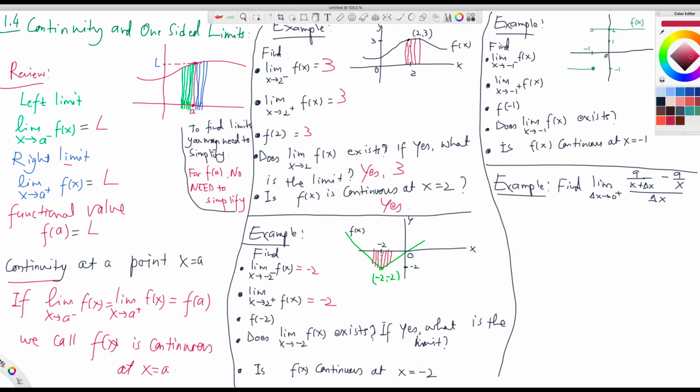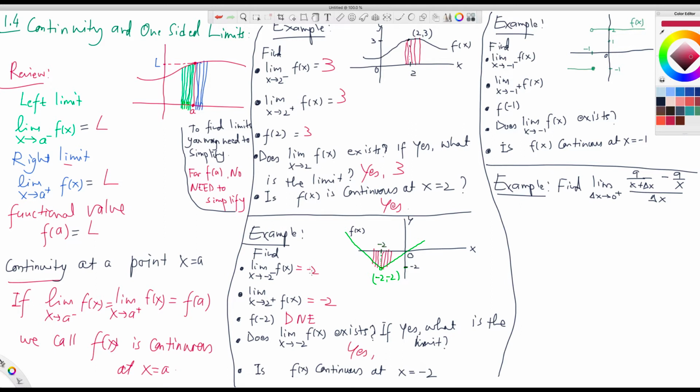How about f at -2? Meaning, what is the height of the function at -2? Since it is an open circle, okay, does not exist, DNE. So the functional value does not exist. How about the limit? Do you think the limit exists? The limit exists because the left side and the right side are equal. So the answer is yes.